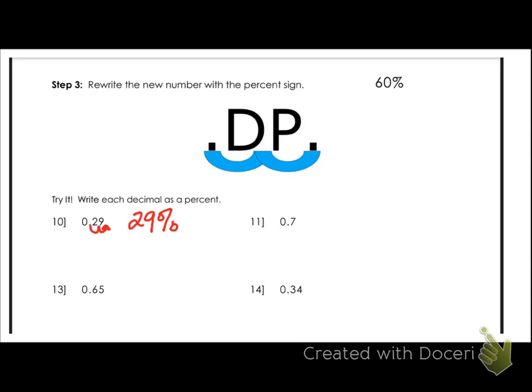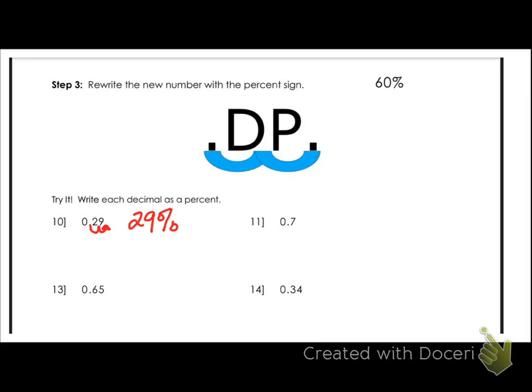Today, when you are typing up your answers into Formative, you must put your percent sign at the end. If you don't put it at the end, it will count it incorrect, and you will not be allowed to receive points for credit because it's not the right notation. The percent sign is always at the end.